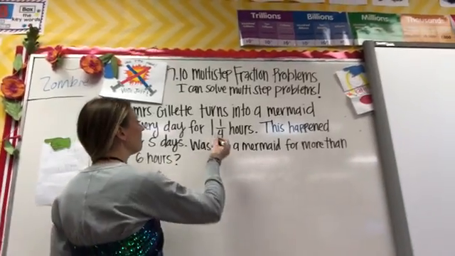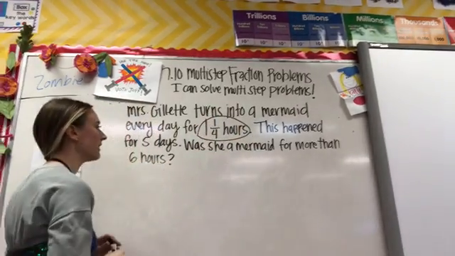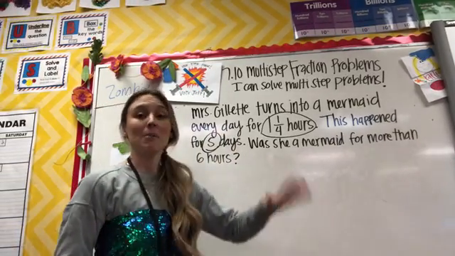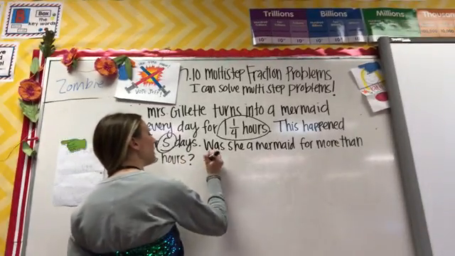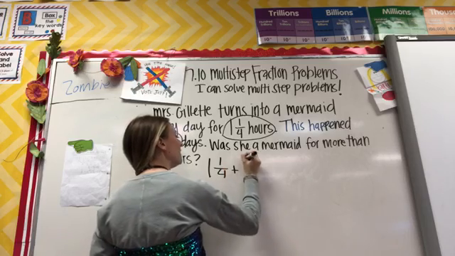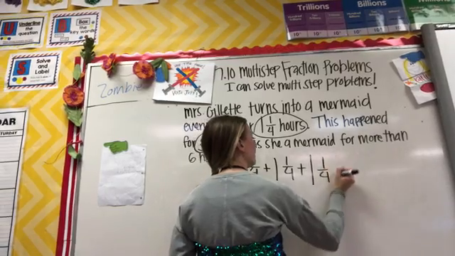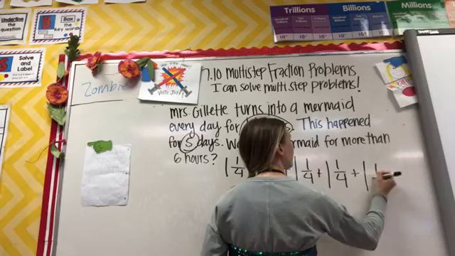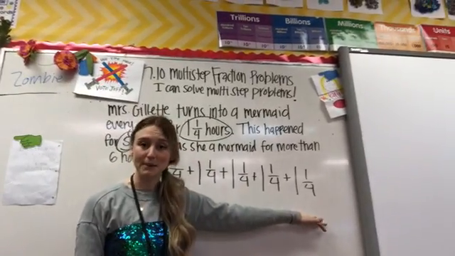So let's first circle important information. Every day I turned into a mermaid for 1 1/4 hours, and it happened for 5 days straight. So that'd be 1 1/4 plus 1 1/4 for 5 days. Let's just focus on this part. We don't know the total yet, so let's add 1 1/4 5 times. That's day 1, 1 1/4. That's day 2, 1 1/4. That's day 3, 1 1/4. That's day 4, and 1 1/4. That's day 5. So here's the total hours of me turning into a mermaid.